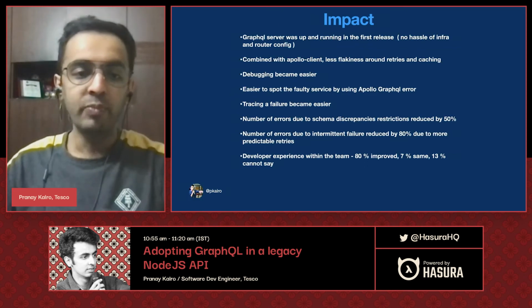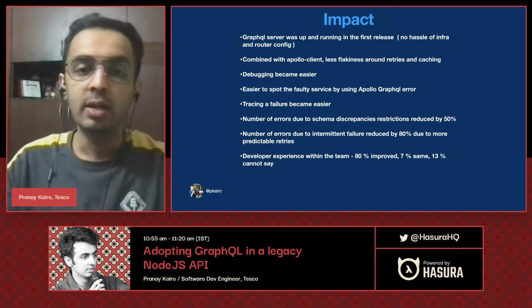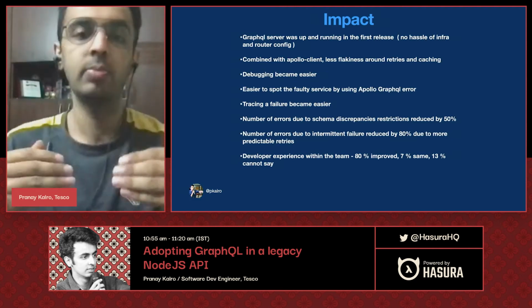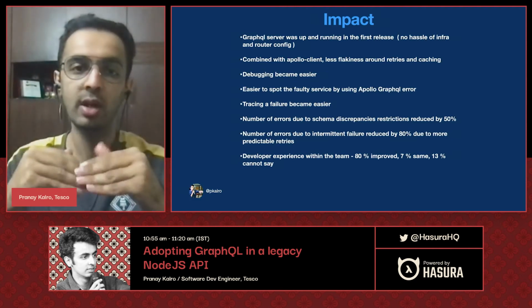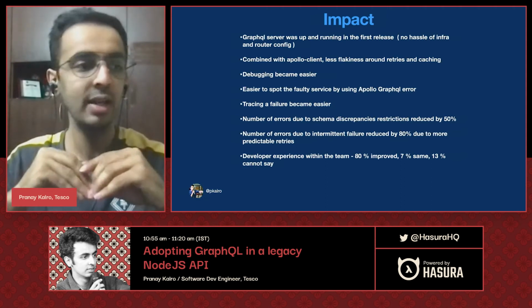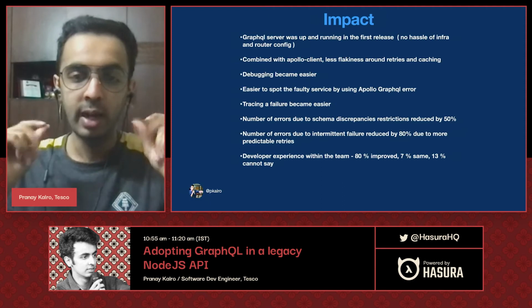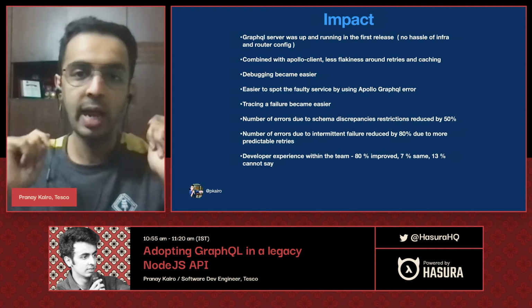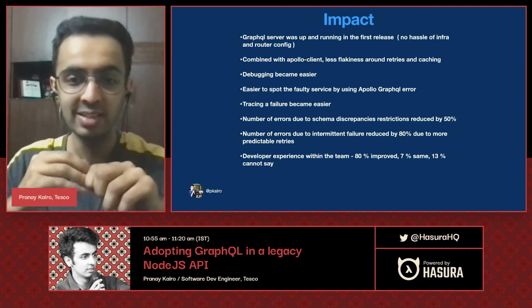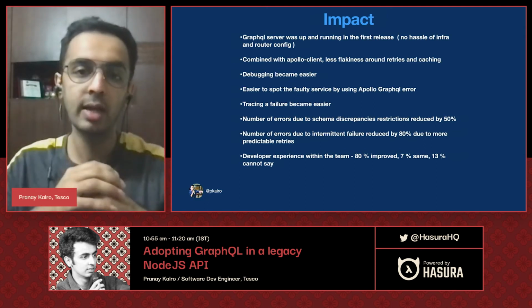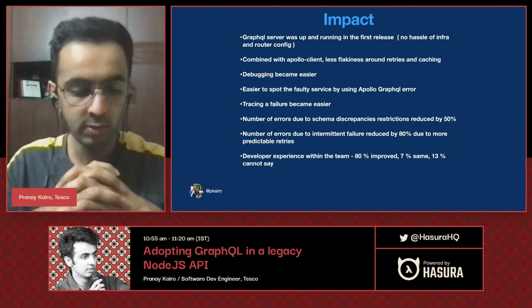So having spoken about the journey and the toolkit, it's also important to put forward what the impact was on our team. Like I said, the journey towards the GraphQL endpoint and having it in production was very swift. We had it up and running in the first release itself. So we didn't have many hassles around the infra and the router config.